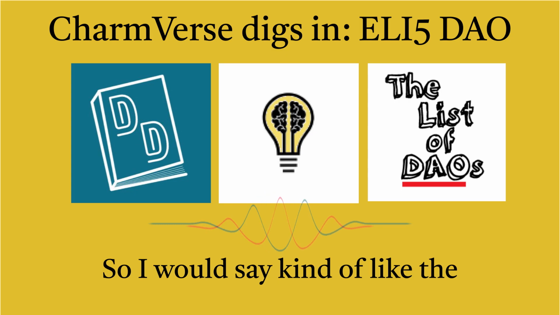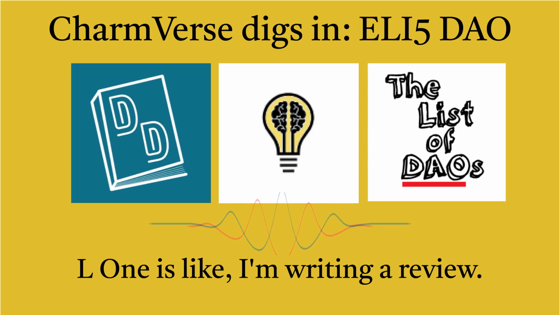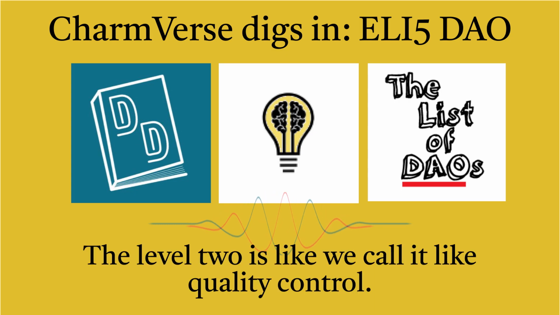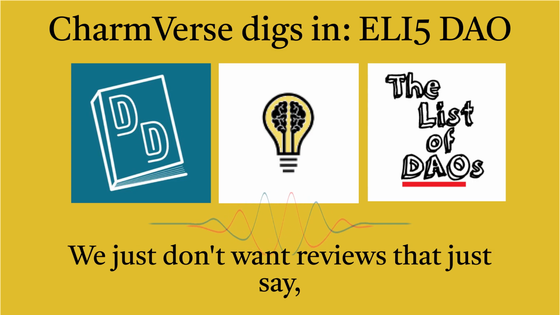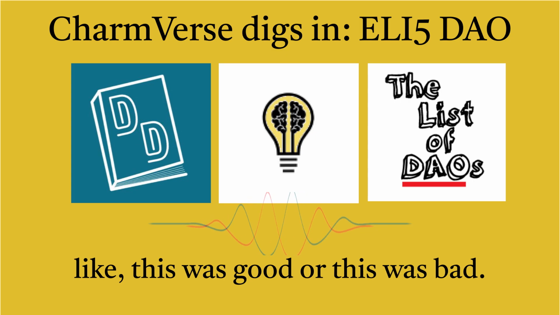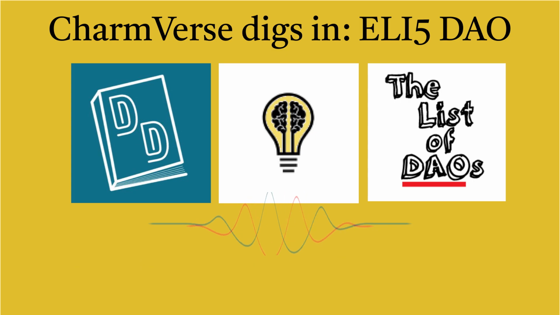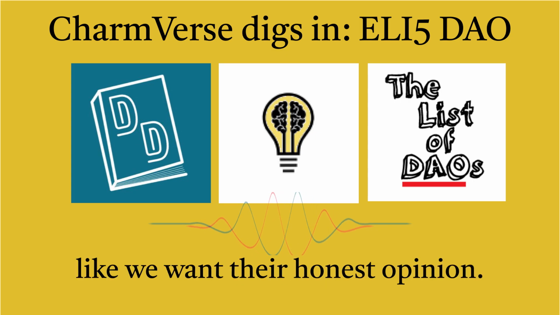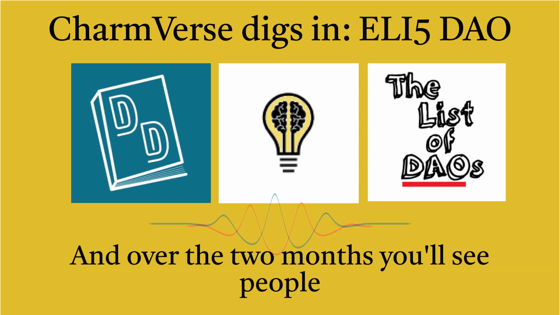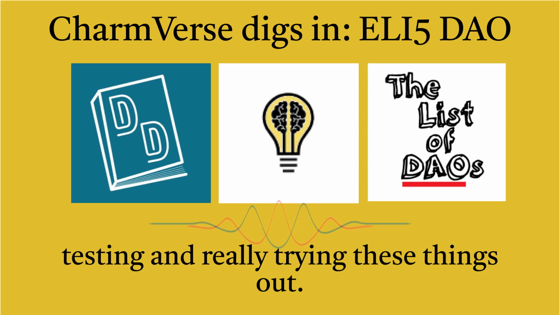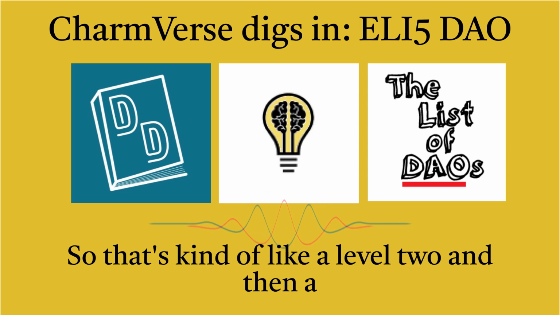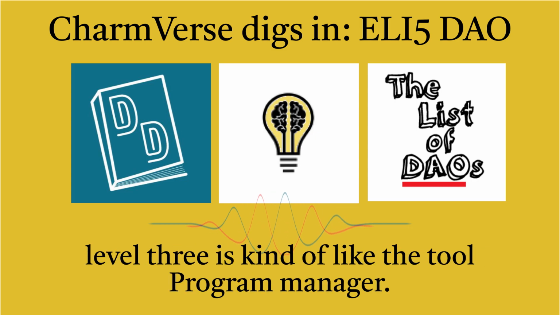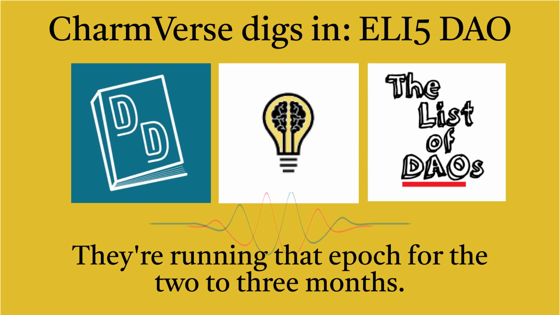So I would say the L1 is like, I'm writing a review. The level 2 is what we call quality control. We just don't want reviews that just say this was good or this was bad. We want their honest opinion. And over the 2 months, you'll see people really trying these things out. So that's kind of level 2. And then a level 3 is kind of like the tool program manager. They're running that epoch for the 2 to 3 months.